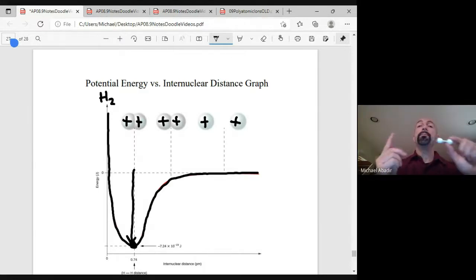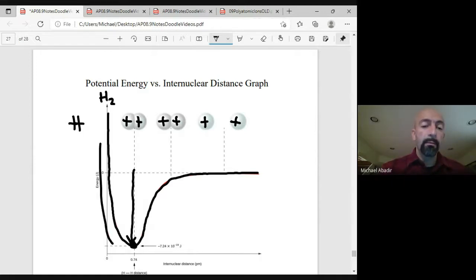Now, what happens if you push them even closer together? It's not really pictured in this diagram, but if your pluses are too close together, they're going to repel each other because the nuclei are too close. And that's where you're getting this part of the diagram that increases very much so right here. That means it's very unstable because the nuclei are too close together.